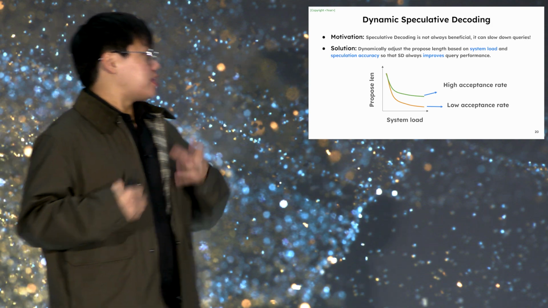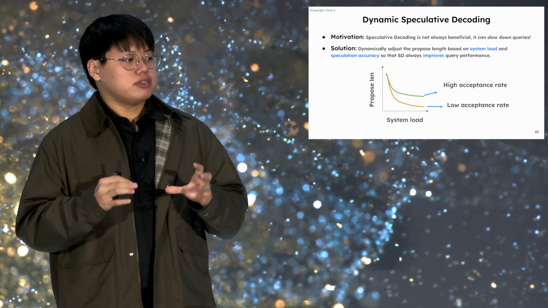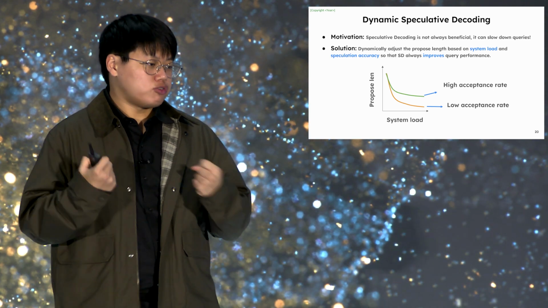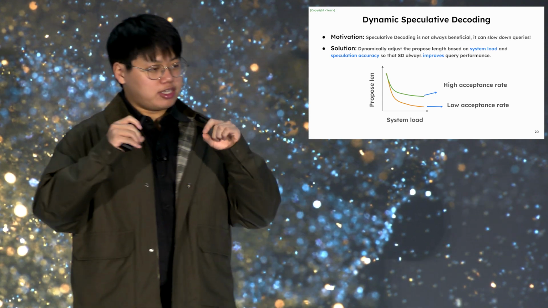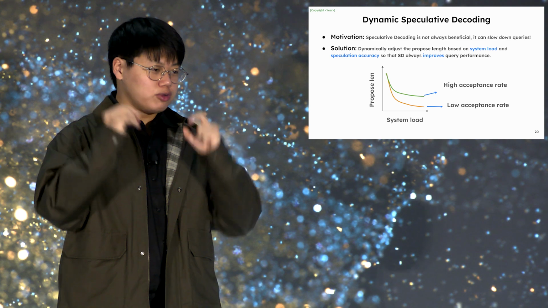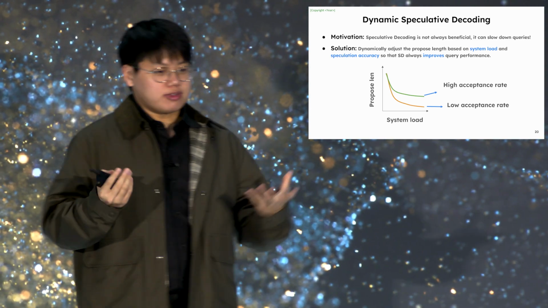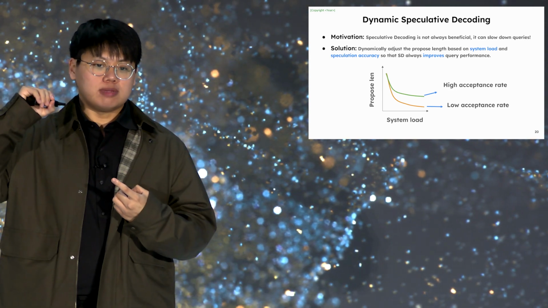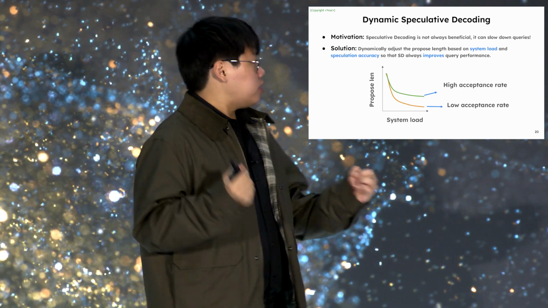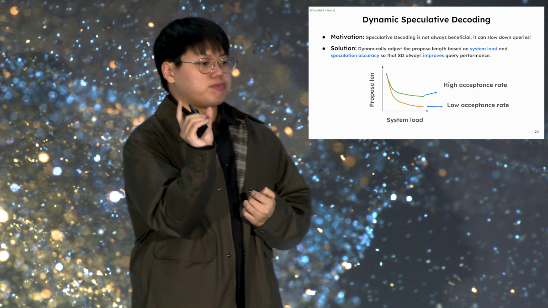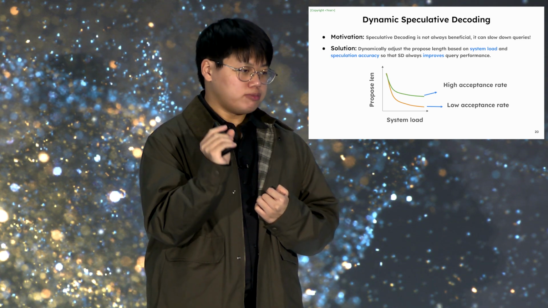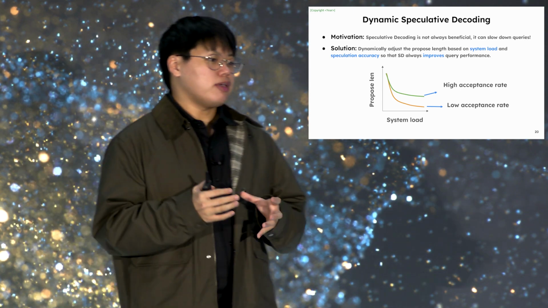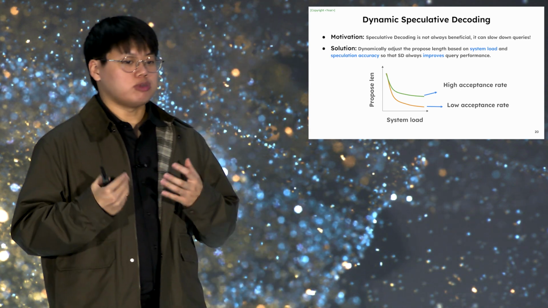vLLM further extends it with dynamic speculative decoding. So basically, the problem in speculative decoding is that it sometimes wastes compute when the draft model fails to generate a good proposal. This is justifiable when your system load is low, because otherwise you will underutilize your GPUs anyway. But this can be a huge performance loss when your system load is high. To mitigate this, we introduced dynamic speculative decoding, which adjusts the proposed length, the number of tokens generated by the draft model, dynamically using the system load and also speculation accuracy. This way, we make speculative decoding always beneficial in terms of performance.